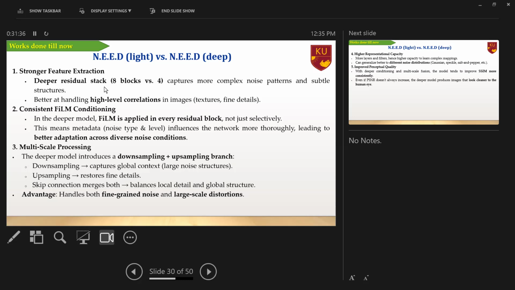And the multi-scale processing step is there. In the deeper model, we have used downsampling and upsampling. Downsampling captures the global context like large noise structures, and upsampling restores the fine details, and skip connections merge the both, so it balances local detail and global structure. The advantage is that it handles both fine-grained noise and large-scale distortion. Like we have seen that in random noise we have around 93 point. So this will improve.